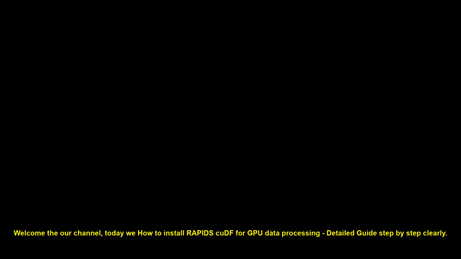To install RAPIDS cuDF for GPU data processing, start by ensuring that your system has a compatible NVIDIA GPU. Check your GPU compatibility on the RAPIDS website for the latest supported models. Next, verify that you have the correct version of the NVIDIA driver installed. You can download the latest driver from the NVIDIA website.